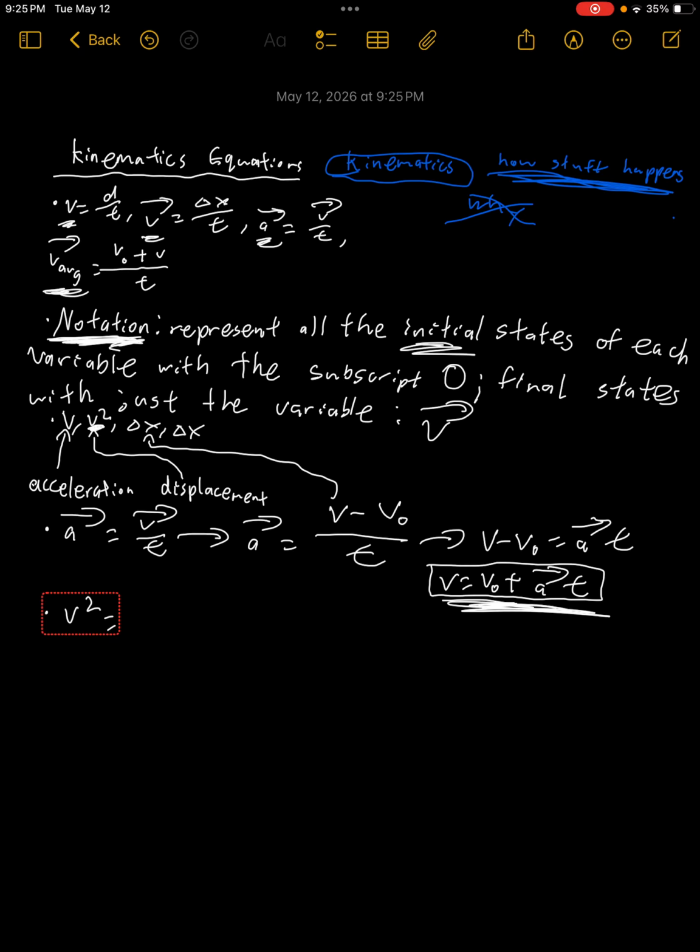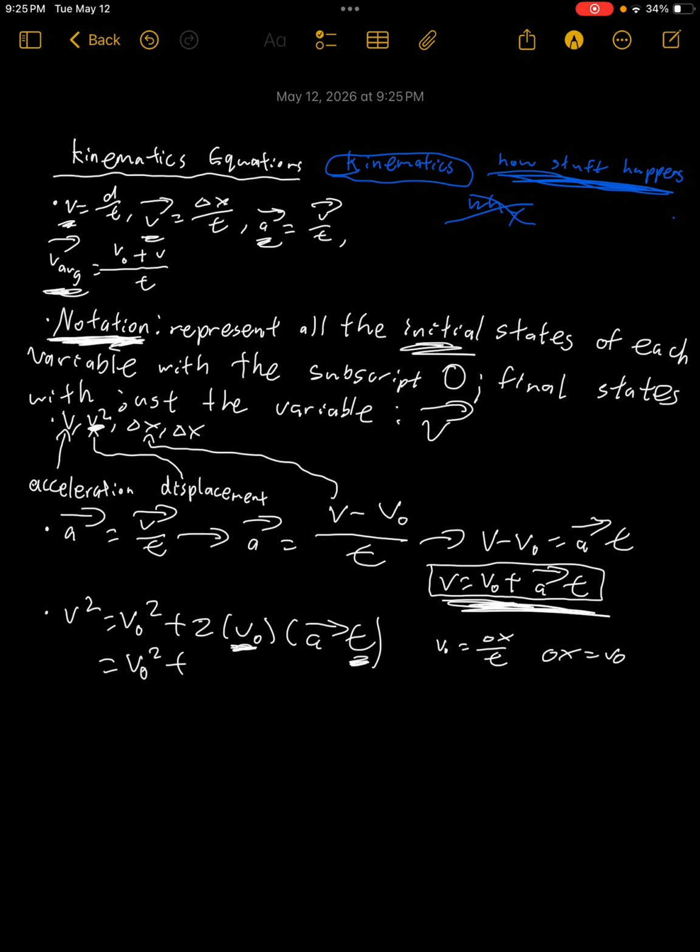So if you know the displacement and you want to find the velocity, then this equation is convenient. So just v0 squared plus 2 times v0 times at, which simplifies to v0 squared plus, and notice that v0 times t is displacement, since velocity equals displacement over time, so displacement equals v0t.